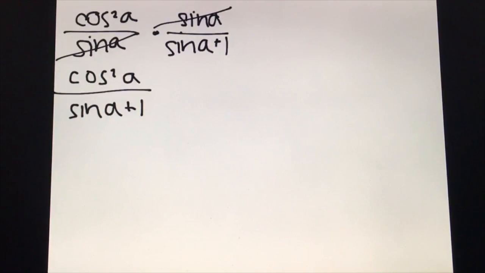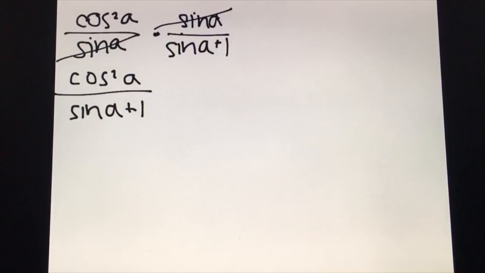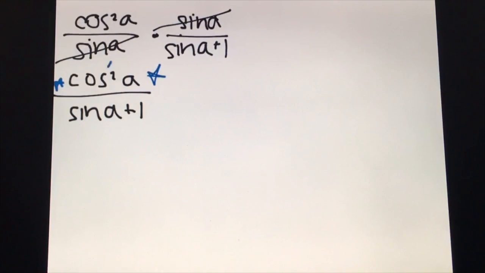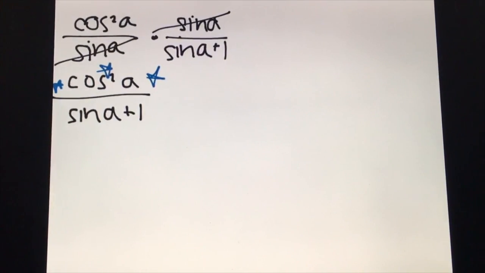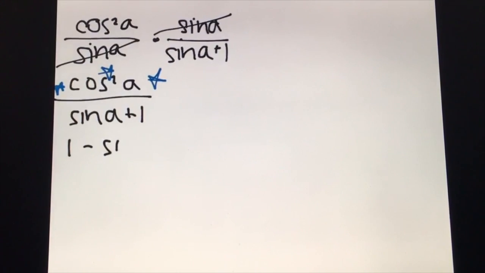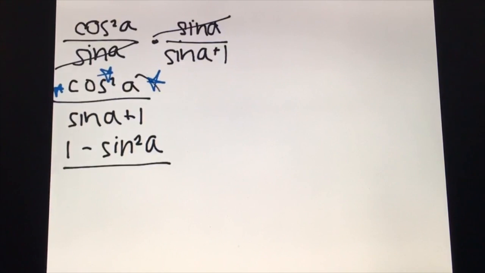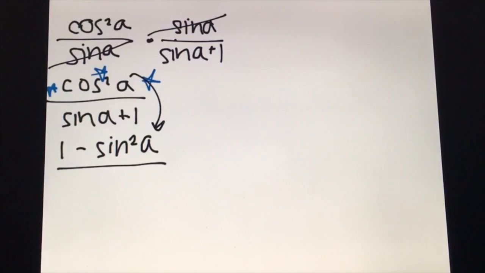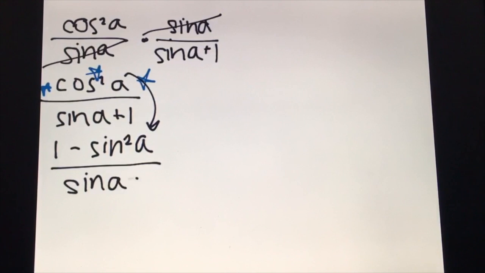So now there's not really anything more we can do, and we see that we need 1 minus sine of a, and we definitely don't have that yet. But if we see right here, cosine squared a has its own Pythagorean identity. So we can substitute cosine squared a with 1 minus sine squared a. So the numerator turns into 1 minus sine squared a, and the denominator stays the same, sine of a plus 1.